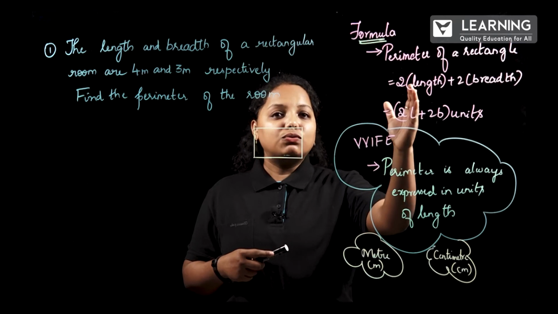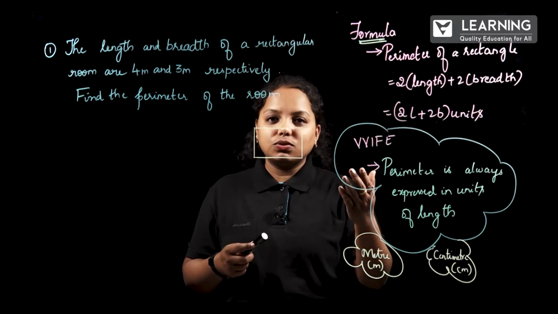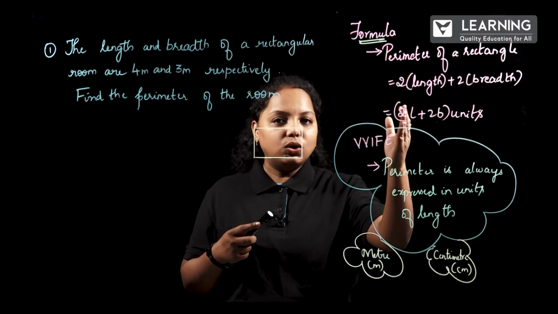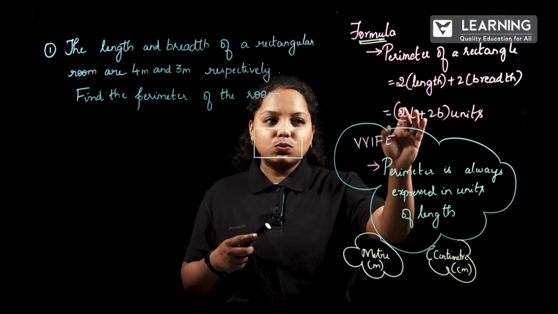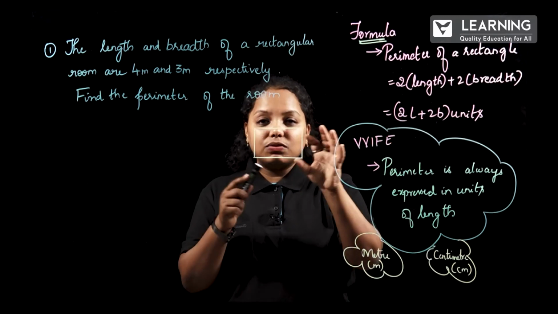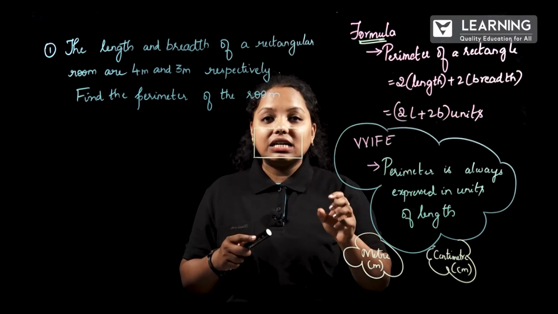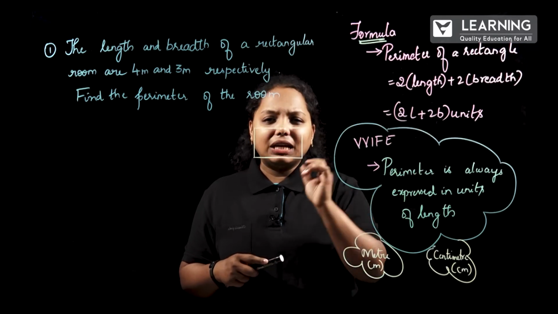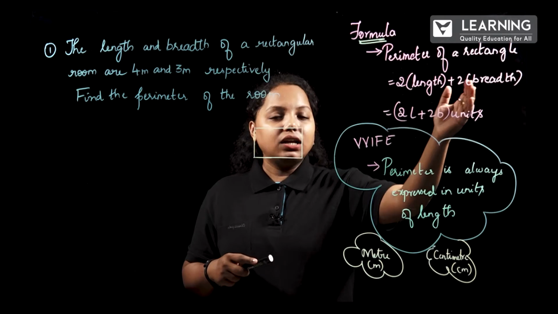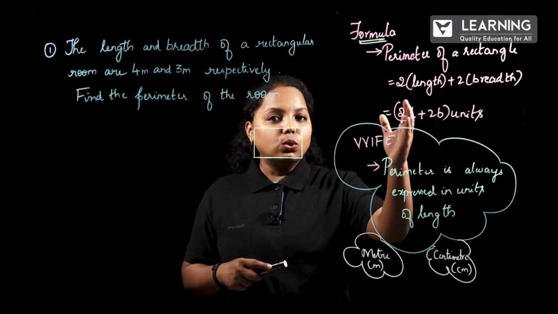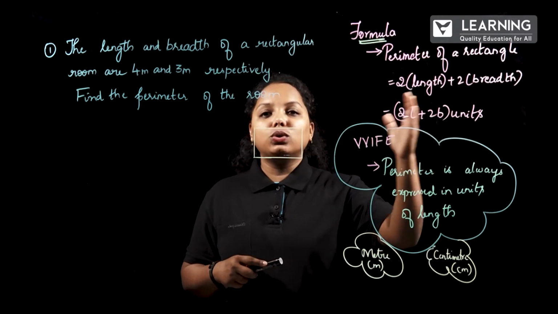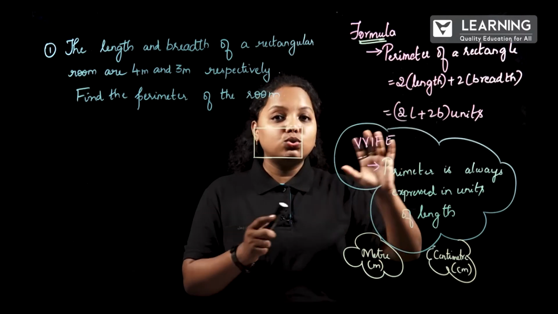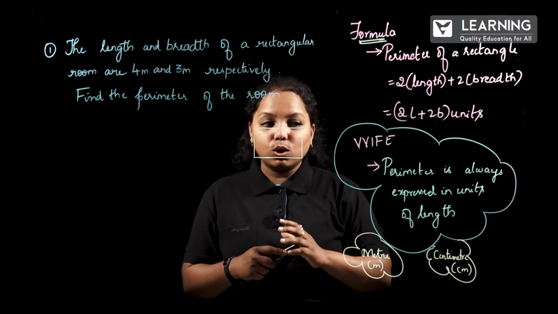Yes. Now, if you take 2 common, that is also fine, but we will just keep it as it is. 2 into, I hope you remember this one: if nothing is there between alphabets or numbers, it is considered as a multiplication operation. Now, length, we are making it short, that is L, again 2 into breadth. So, 2L plus 2B units. So, this is what the actual formula is. You have to remember it throughout the exercise till we solve it.